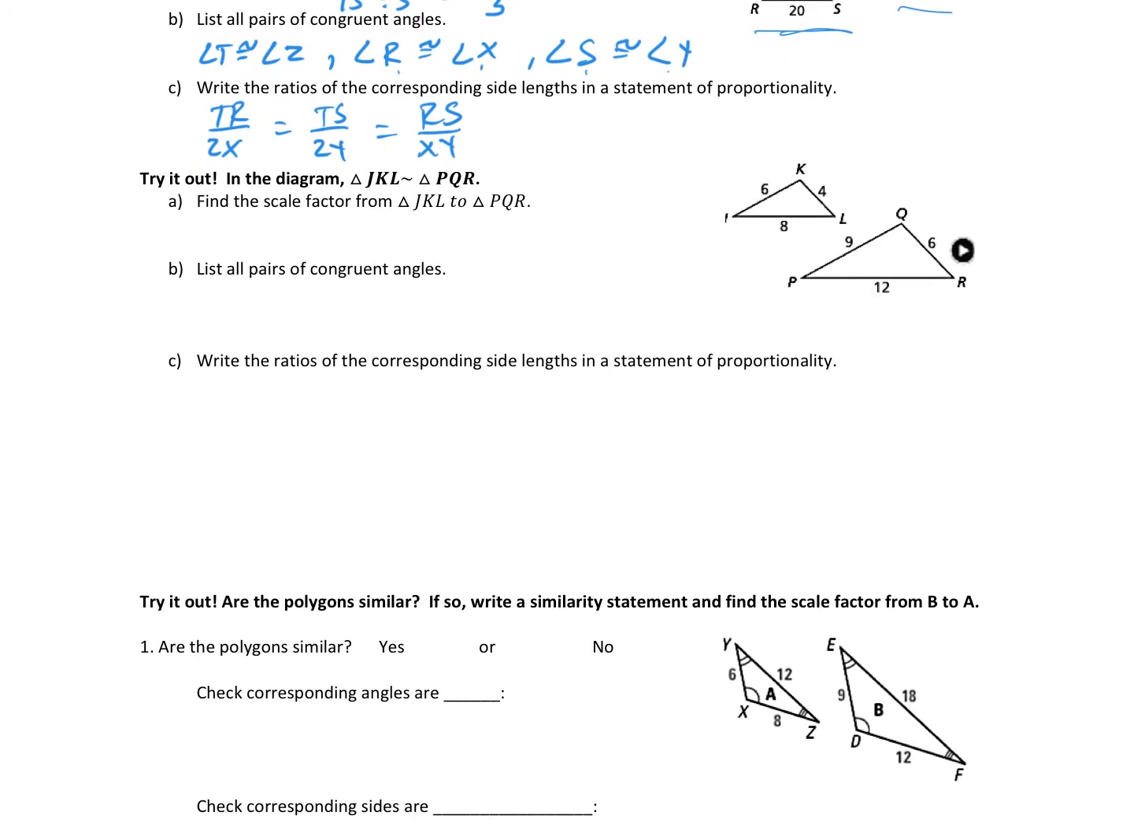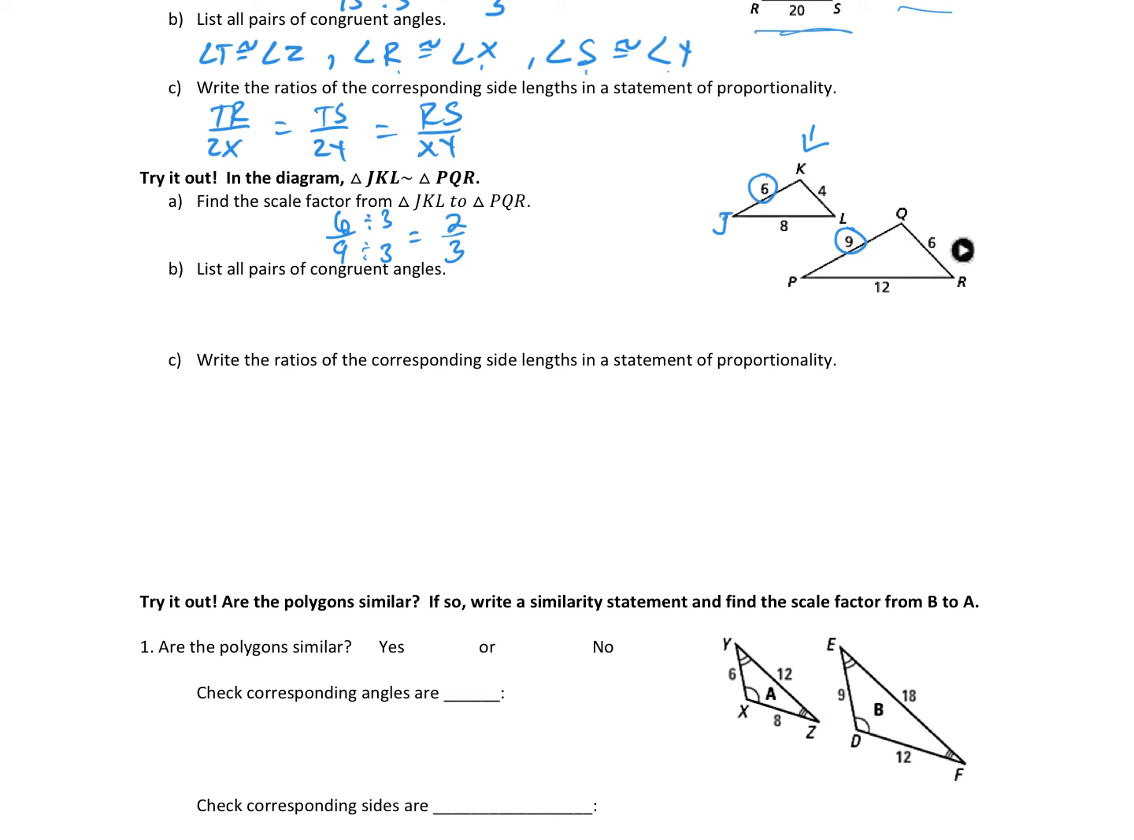Okay, let's try this out again. A, find the scale factor of triangle JKL to PQR. So we said JKL, so this is first. This is going to be our numerator. I'm going to pick two sides that are corresponding to each other, these two. So 6 over 9, going to divide both by 3. This gives me 2 over 3. My scale factor is 2 over 3.